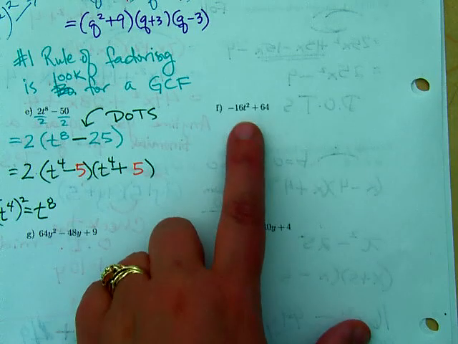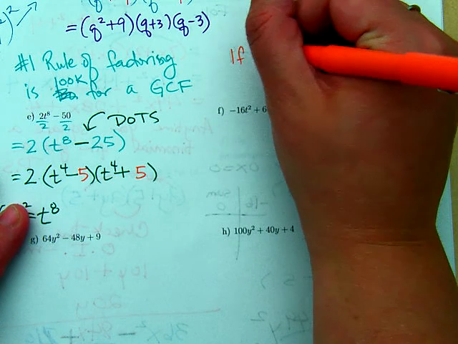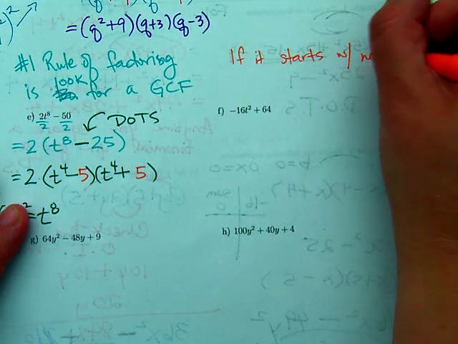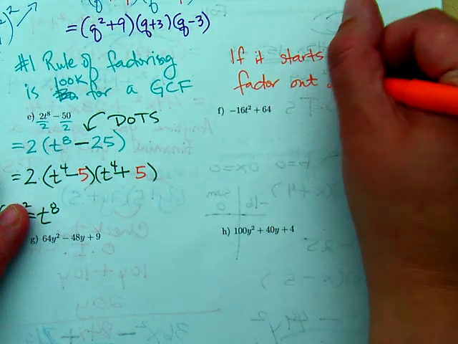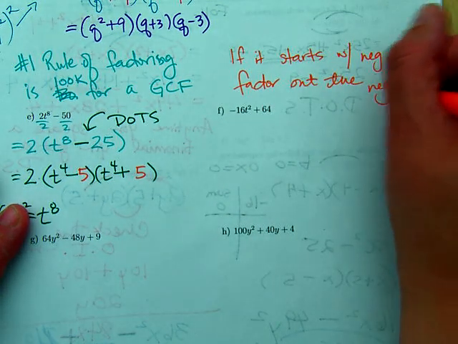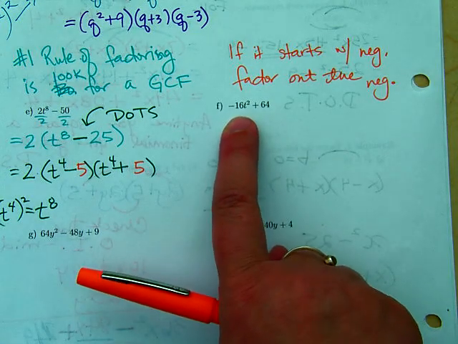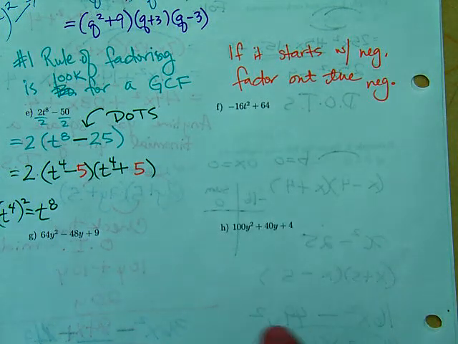Let's look here at F. Remember what we said? Whenever it starts with a negative, here's another rule about factoring. If it starts with negative, factor out the negative. So I see the negative in front here. Is there a bigger GCF just besides negative?